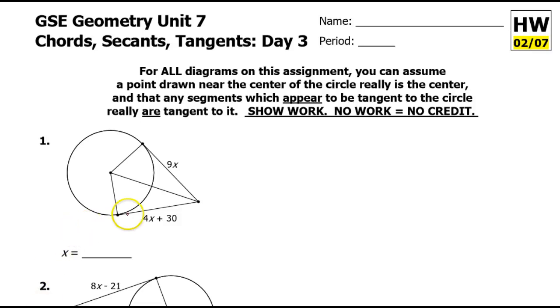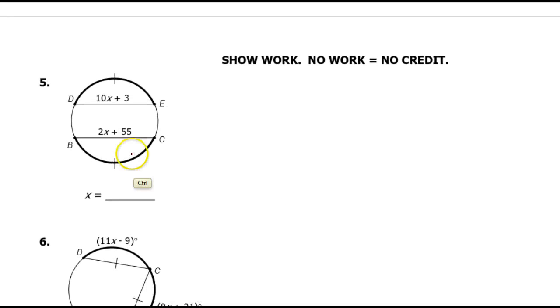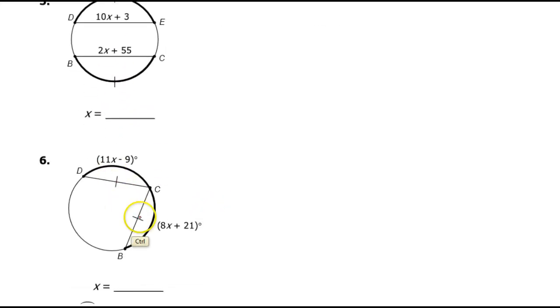This video covers two topics. One of them is the relationship between tangent segments that meet at a single point. Like this 9x is a tangent segment, and this 4x plus 30 is another tangent segment. The other concept is the fact that congruent arcs go with congruent chords. So if the arcs are congruent, the chords are congruent, and if the chords are congruent, the arcs are congruent.